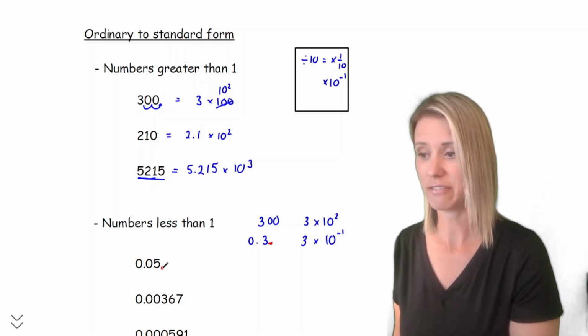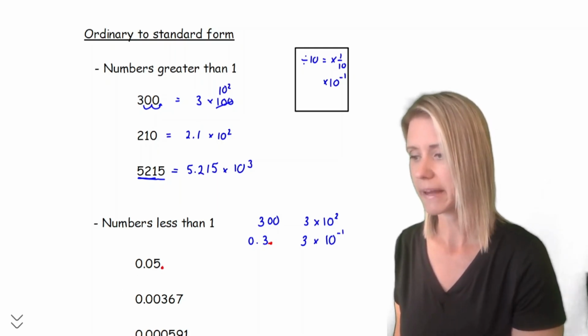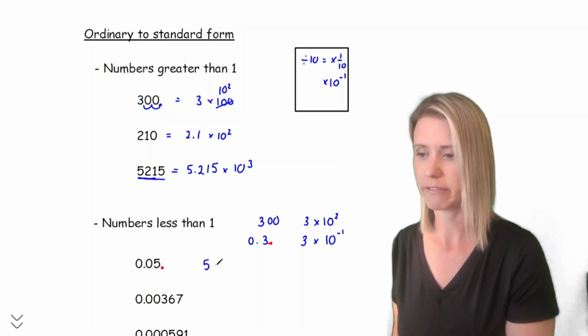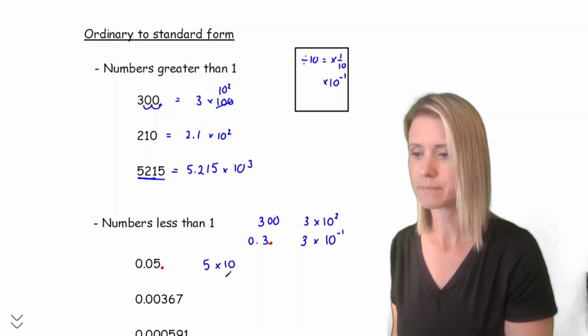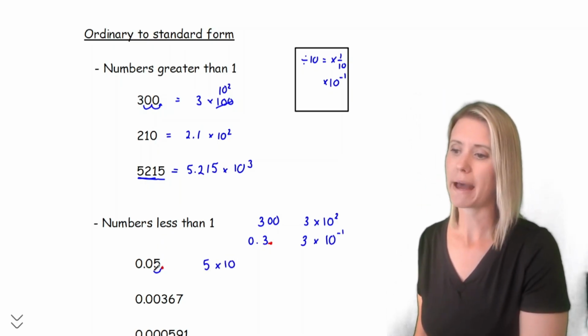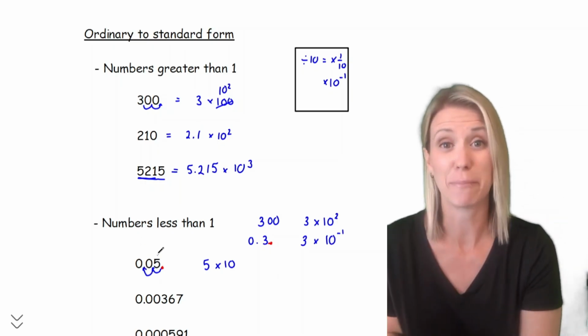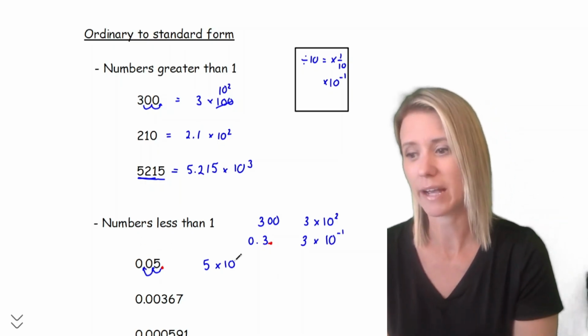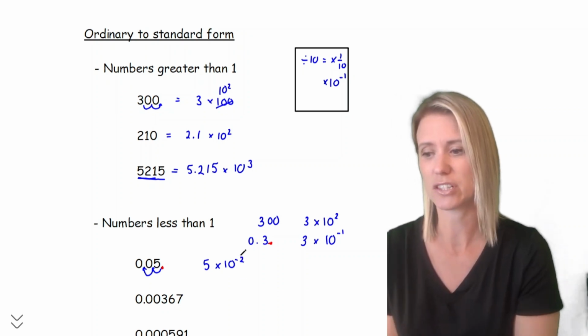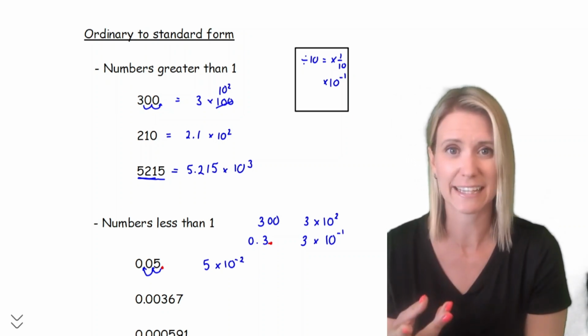It's going to be here after this 5. So the first number is 5. We're starting with the number 5, multiplied by 10. Now, it's got to go back 2 places. So we're dividing it by 10 squared, which is the same as timesing it by 10 to the negative 2. So if the number's getting smaller, it's a negative power.